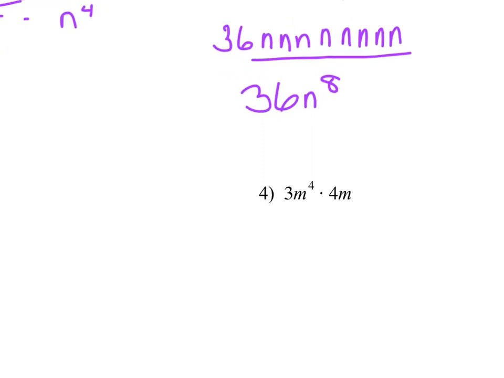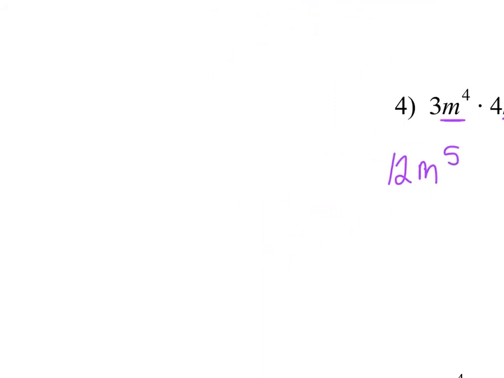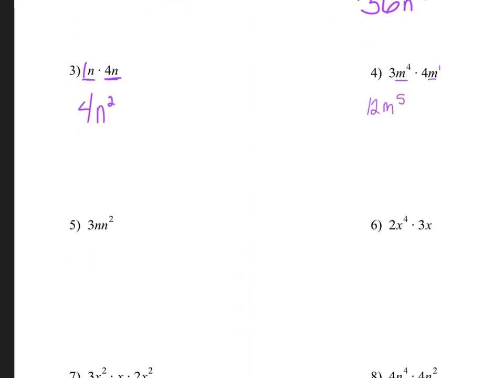Let's try this one here. 3 times 4 is 12. You have 4 m's here, 1 m here. So that's m to the 5th. Okay? So give those a try.